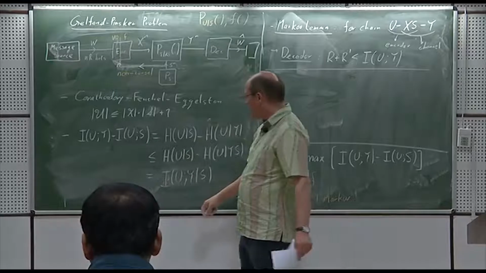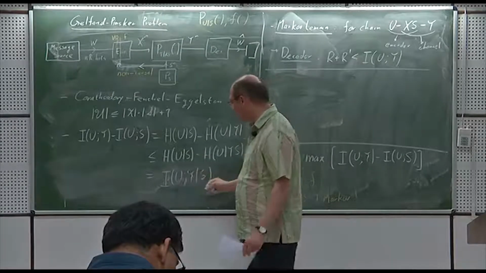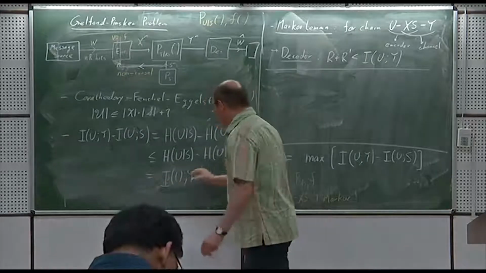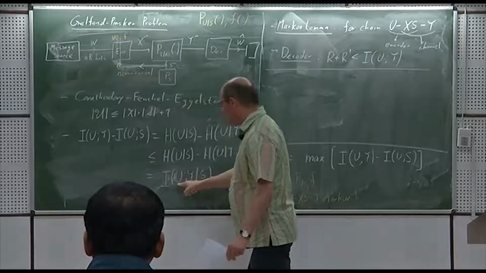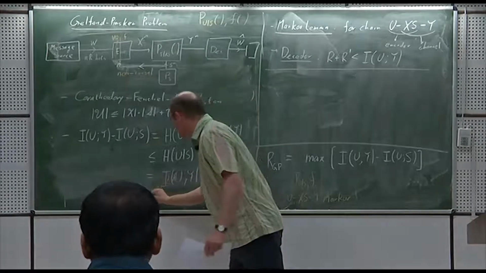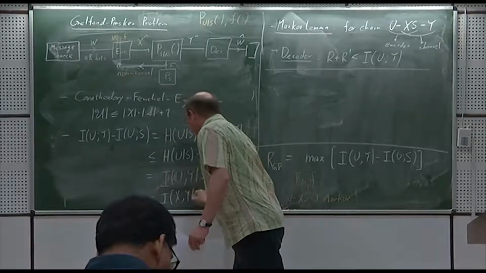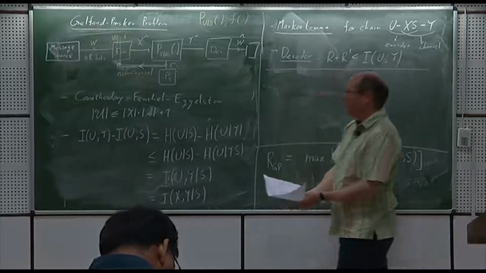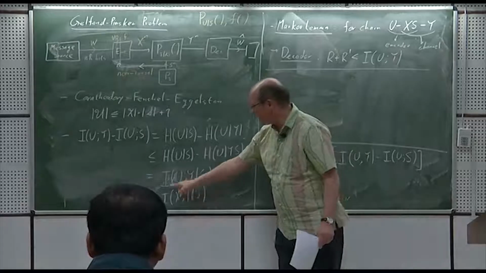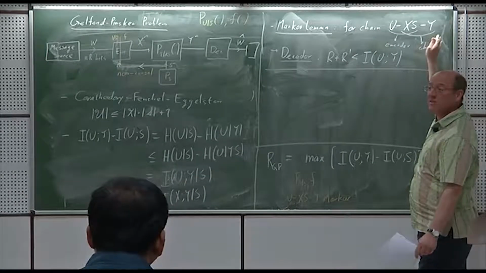And now, again, s and u give me x. So this here is equal to I of x. I can put the x here, and then I can say, because x goes directly into the channel, this is actually equal to I of x y given s. And I can write this as I of x y given x plus I of u x y given x, but then I have the Markov chain to say that's 0.